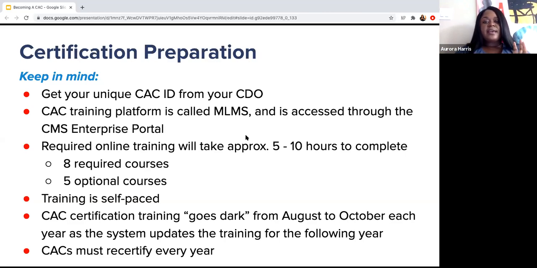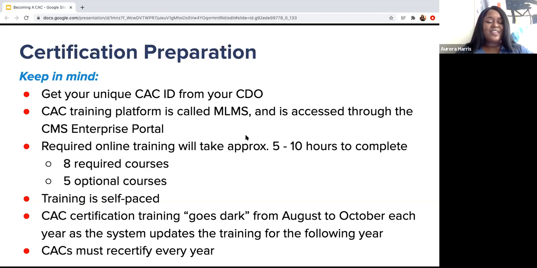The training is called MLMS, and that stands for Marketplace Learning Management System. And it's accessed through a website, the CMS Enterprise Portal. Don't worry, I have screenshots of what all that looks like. Like I said before, if you sit down and do it in one go, it takes about, I would say, 5 to 10 hours. There are 8 required courses. My advice is only do the required courses. That's my advice. But if you love this stuff, please do the optional courses.